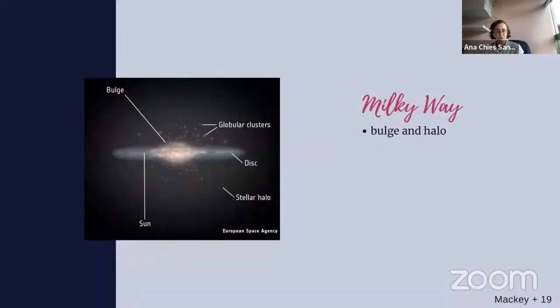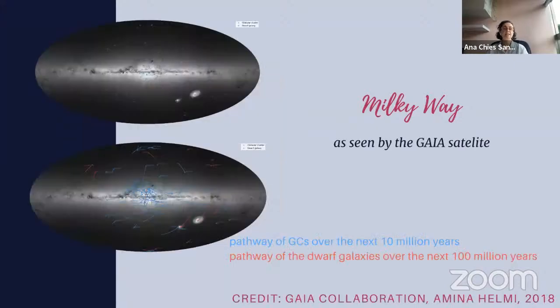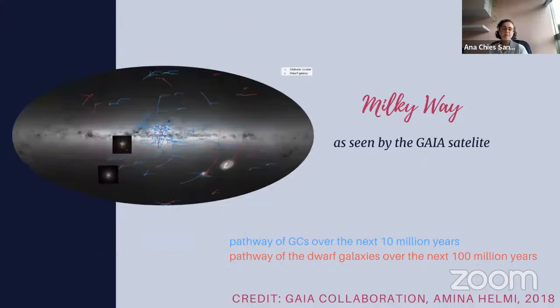The first obvious system to look for GCs is the Milky Way. And GCs in the Milky Way are typically found in the spheroidal components of our galaxy, the bulge and the halo. And here in the top panel, in blue, we have the distribution on the sky of the globular clusters, and in red of the dwarf galaxies as viewed by the Gaia satellite. In the bottom panel, we have these same satellites and the predicted pathways from Gaia's proper motions measured for GCs over the next 10 million years, and for the dwarf galaxies over the next 100 million years. And over here, I highlight the location of two GCs, one that is metal rich, NGC 6528, and the other that is metal poor, M15.